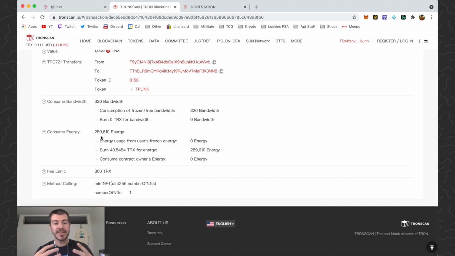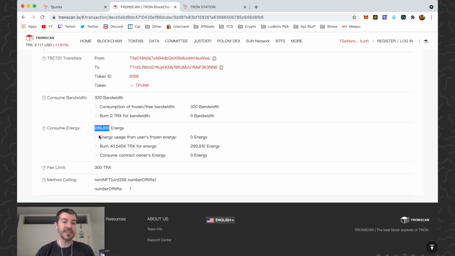From my understanding, from the research that I've done, every transaction will use a different amount of energy based on the complexity of the transaction. And these can fluctuate a little bit each time the transaction is done. So this one uses 289,000 energy. If you want a free transaction, you need to freeze enough TRX to cover this amount, and that's going to replenish daily. You can see that this person didn't freeze any energy, and it burned about 40 TRX from their wallet.